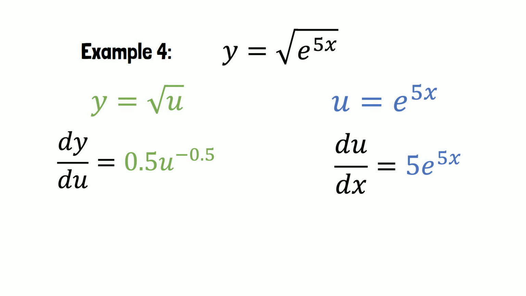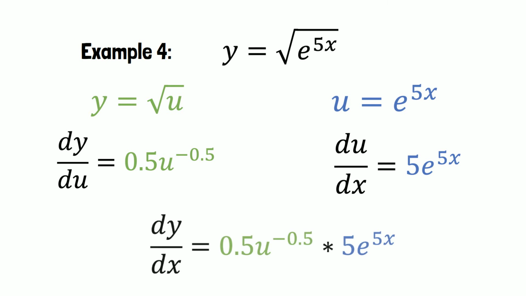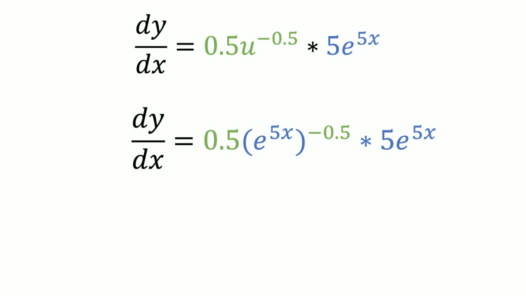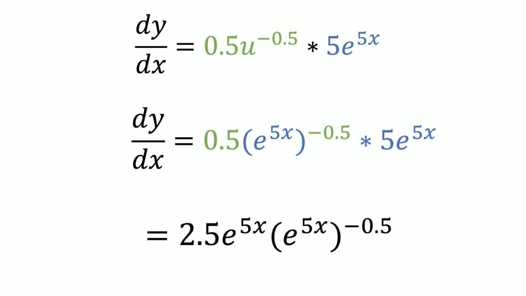The derivative of y with respect to x is thus 0.5u raised to the power minus 0.5 multiplied by 5e raised to the power 5x, and is therefore 0.5 multiplied by e raised to the power 5x raised to the power minus 0.5 multiplied by 5e raised to the power 5x when we substitute for u. This gives us a final answer of 2.5e raised to the power 5x multiplied by e raised to the power 5x raised to the power minus 0.5.